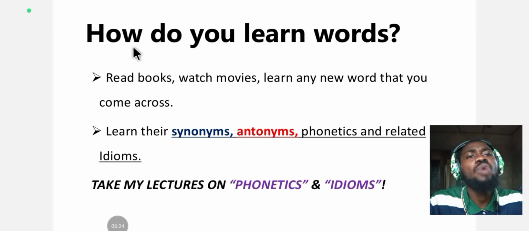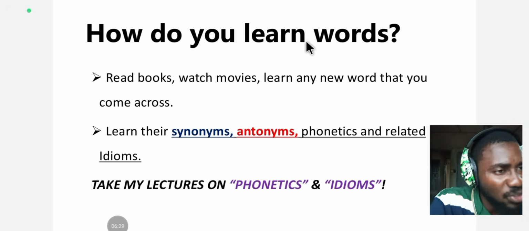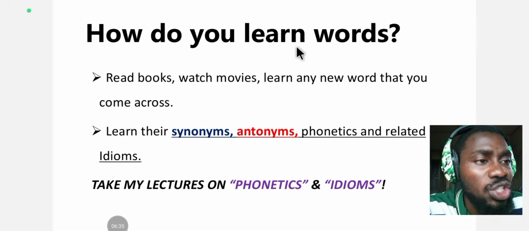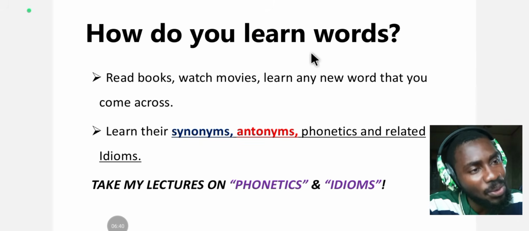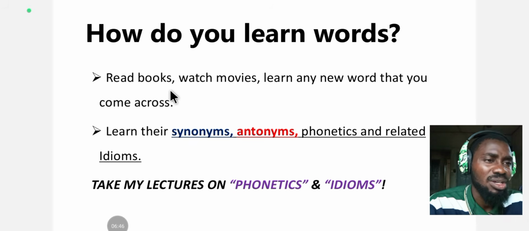Moving on. The question here says, how do you learn words? It says learn antonyms and synonyms. Then how do you learn a word's synonyms and also the antonyms of the same word? How do you do it? The first says read books. There's no shortcut. You have to know it.